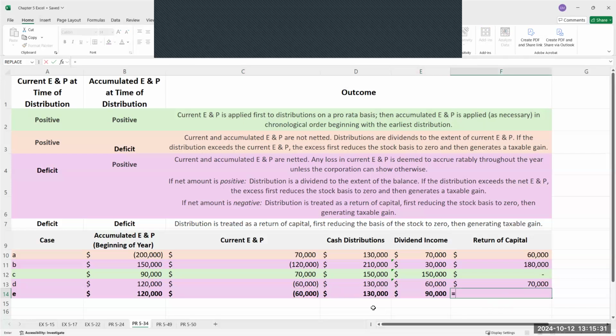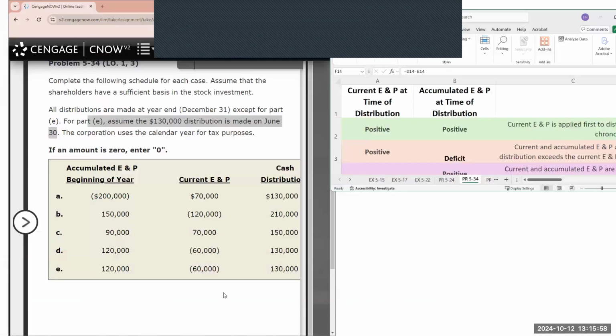So based on that fact pattern, the total cash distribution was 130,000 minus the dividend income of 90,000. So because the distribution was made on June 30th, 1/2 of the year, the deficit would be allocated for that 1/2 of the year. 90,000 would be treated as dividend income, and 40,000 would be treated as a return on capital.